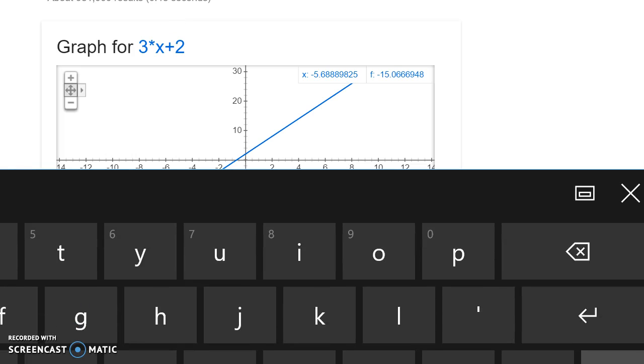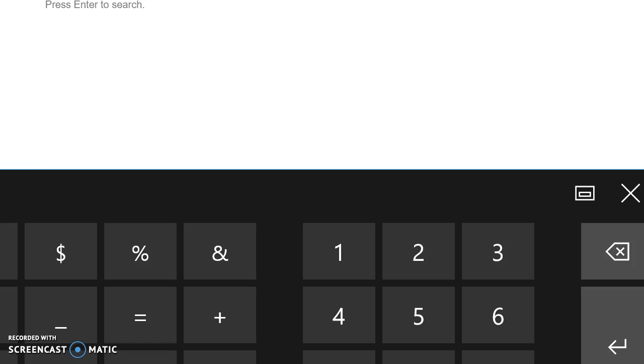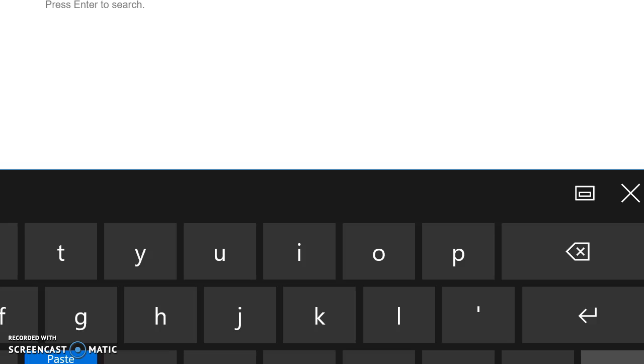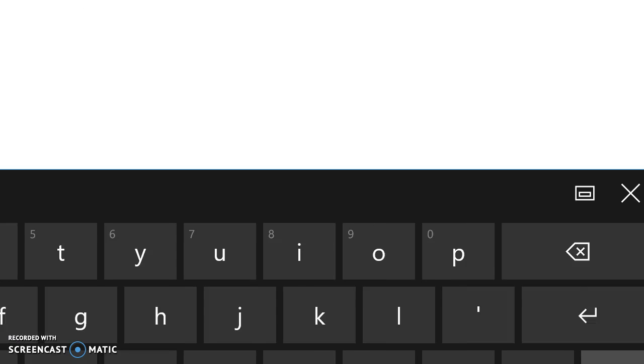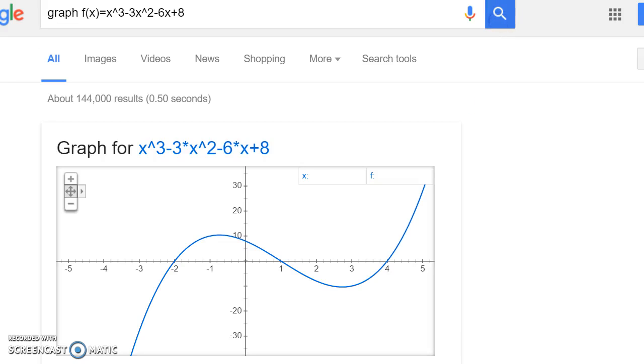And let's take a look then at another odd degree function. We'll say x cubed minus 3x squared minus 6x plus 8. And let's graph that. All right. So notice, again, this is a third degree function. It's crossing 3 times, 1, 2, 3, and its ends are pointing in opposite directions.